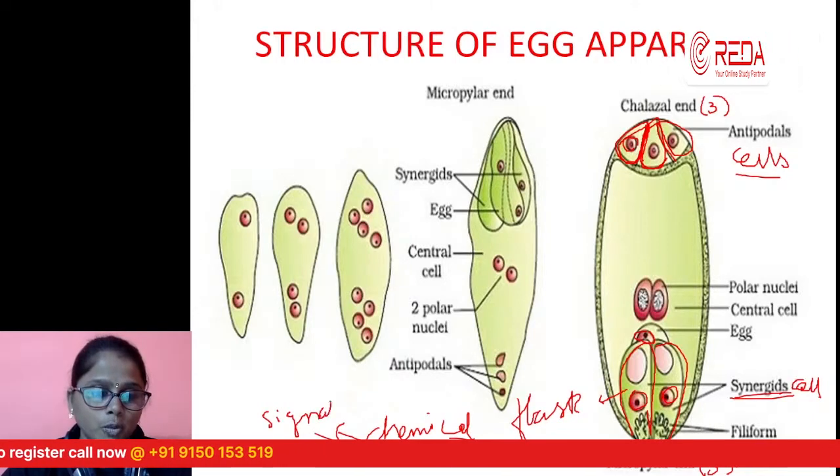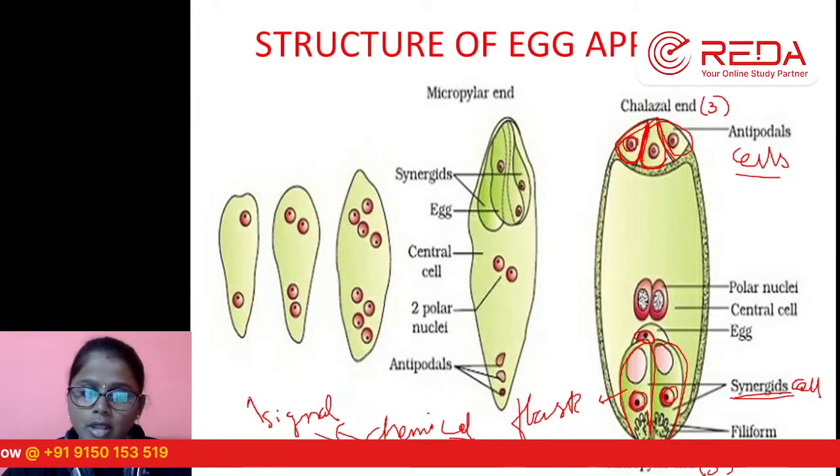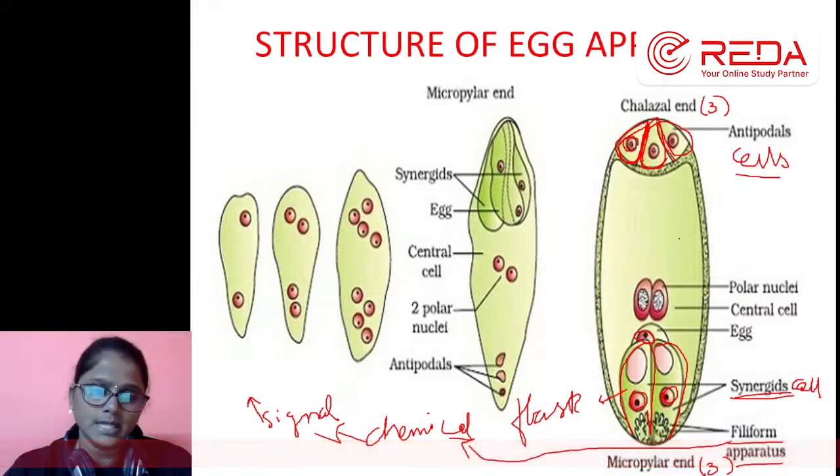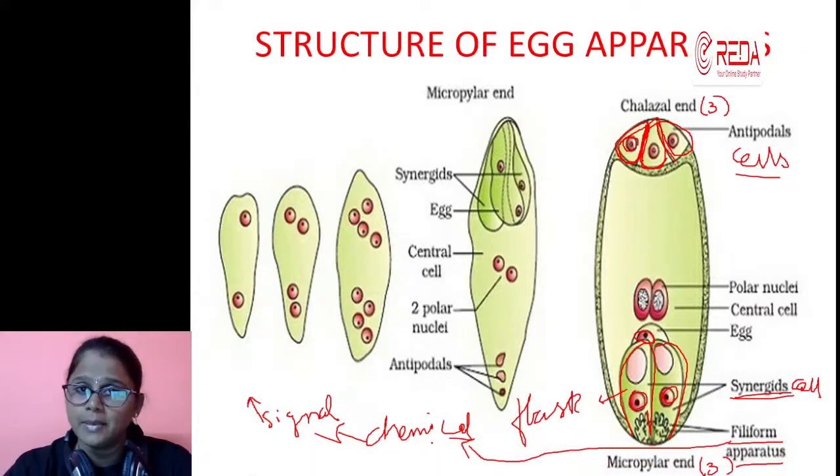You know, pollen tubes are blind, right? They have to get into the style and they have to reach the embryo sac. For that, they require some chemical signal.